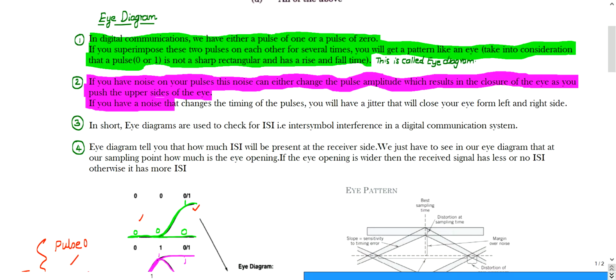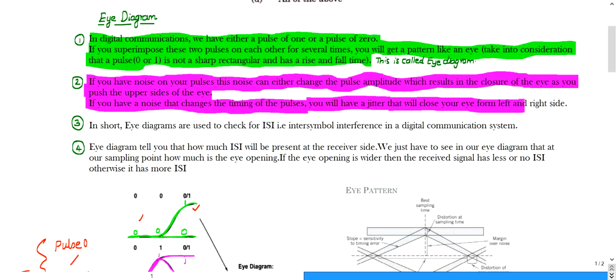Then if you have a noise that changes the timing of the pulse, it can be clearly seen in the width of the eye. You will have a jitter, that we call jitter. Jitter will close your eye from left to right, meaning the width decreases if there is a jitter in the original pulse. If there is some distortion in the amplitude of the pulse, then that will directly affect the closure of the eye. I hope this is clear.